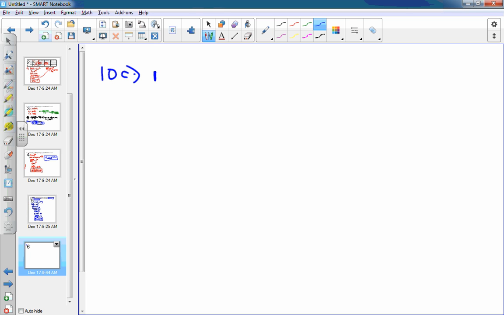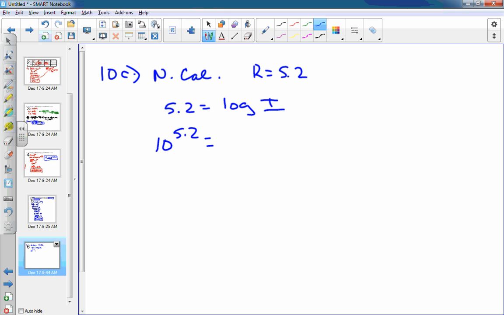Northern California was a rate of 5.2 on the Richter scale. So 5.2 is equal to the log of I, right? So that's going to be 10 to the 5.2 is equal to I. So if you plug that into your calculator, you're going to get 158,489.